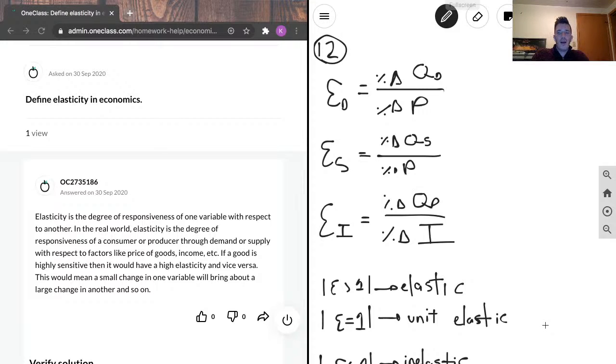And something that is maybe a little more elastic might be like video games. They're more of a luxury. So if the game you wanted to buy changes from like $80 to now $200, you're probably going to not buy that game anymore.